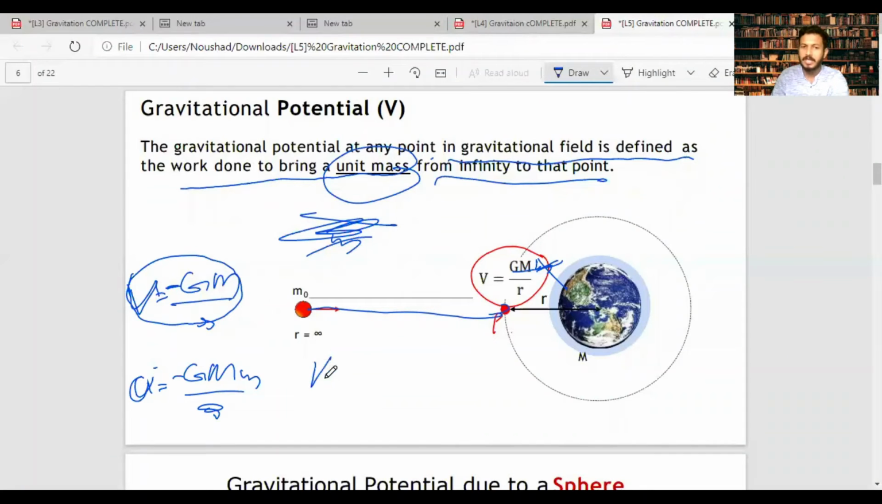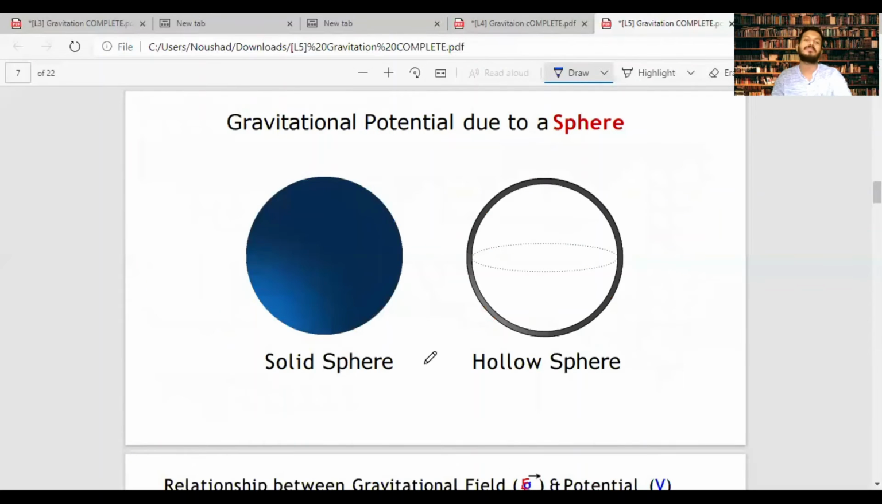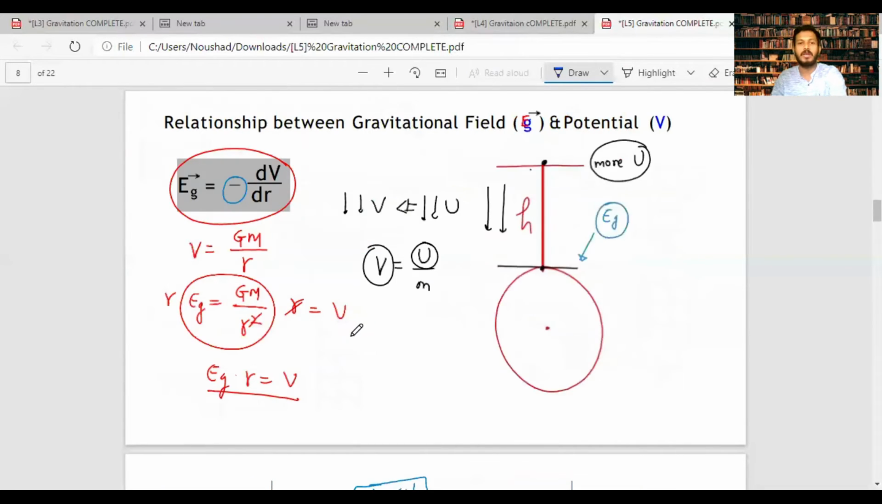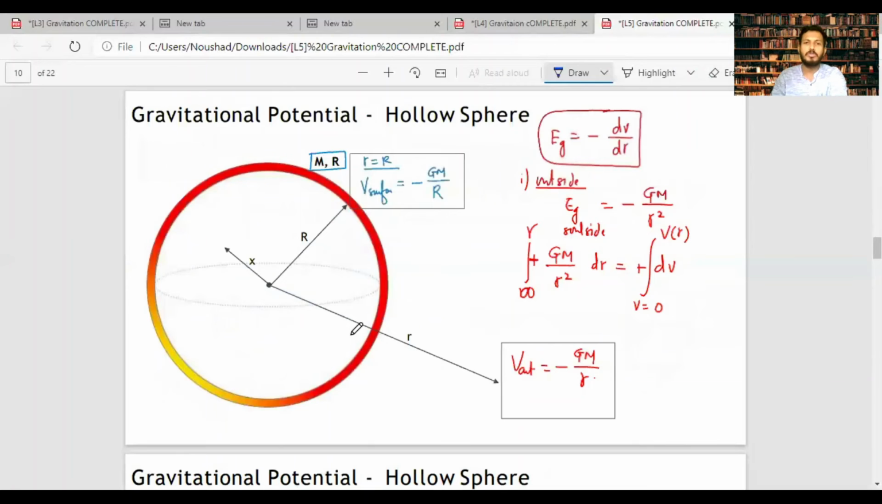I am repeatedly saying V equal to minus G capital letter M by R, but U, the potential energy, is minus G capital letter M small letter m divided by R. We are analyzing gravitational potential energy due to a sphere. Here we are analyzing gravitational potential due to a sphere.